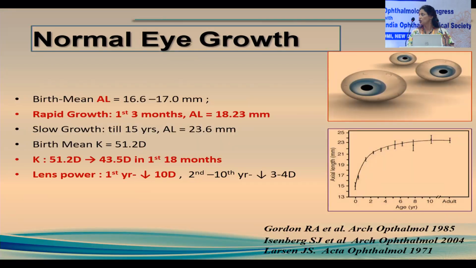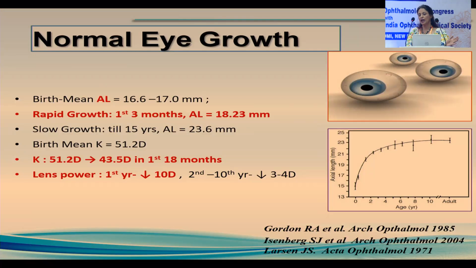Now, if you look at this chart, we know there's a normal curve of how the eye grows. At birth, your axial length is around 16 to 17 millimeters, and there is rapid growth during the first three months. Thereafter it gradually grows till about 18 months to 2 years, and then the growth is very, very slow. For keratometry, there is a marked variation from 51 to 43, flattening during the first 18 months. For the lens power, there is a marked decrease of almost 10 diopters in the first year of life because of the change in the curvature of the lens.